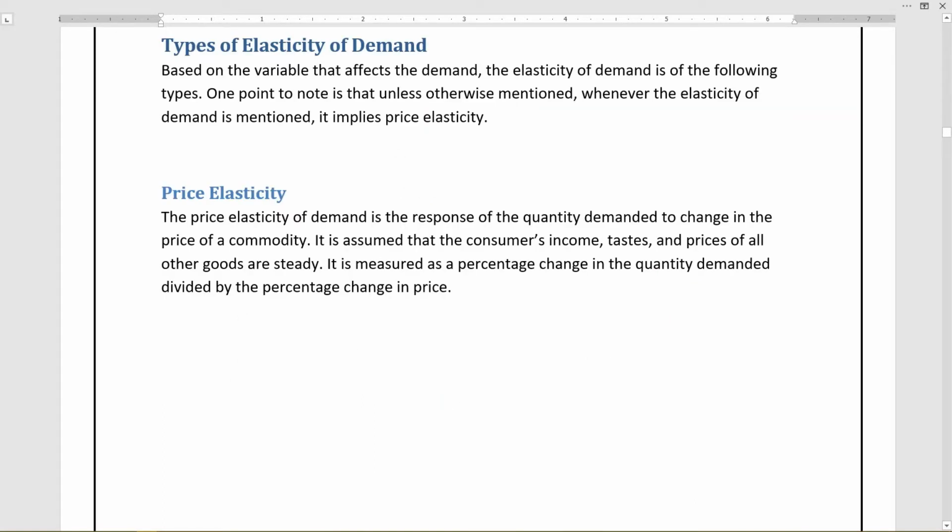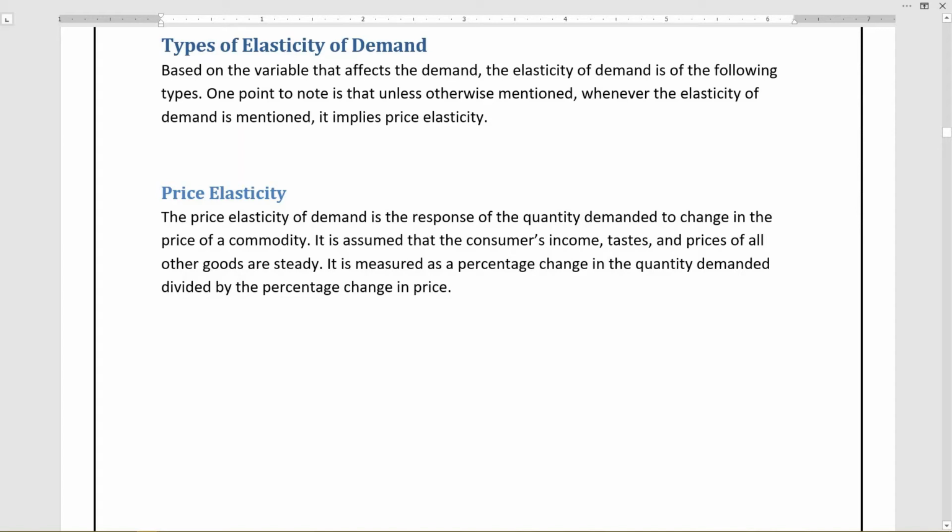So one point to note is that unless otherwise mentioned, whenever elasticity of demand is mentioned, it implies price elasticity. Always remember, in any question, in any situation, when elasticity of demand is mentioned, we are actually talking about price elasticity. Until and unless it is specifically mentioned कि वो income elasticity के बारे में बात कर रहे हैं या cross elasticity के बारे में बात कर रहे हैं, तो फिर इलास्टिसिटी का मतलब नॉर्मली प्राइस इलास्टिसिटी ही होता है. तो एक बार देख लेते हैं प्राइस इलास्टिसिटी किसे कहते हैं.